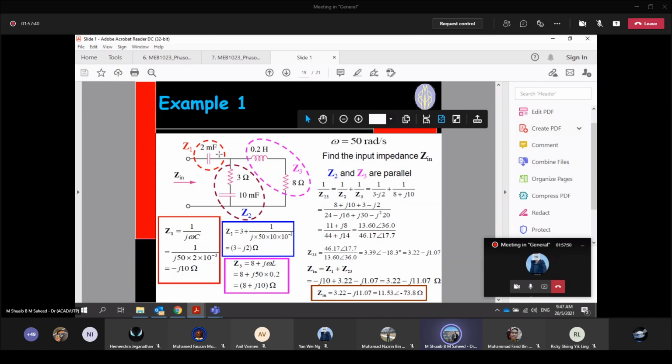So this whole thing is now done. That component will be in series with your Z1, meaning you can now change to rectangular form and just add it up. The final answer will be 11.53 angle negative 73.8 ohm. So that will be the Z equivalent, or input impedance, for this particular circuit.